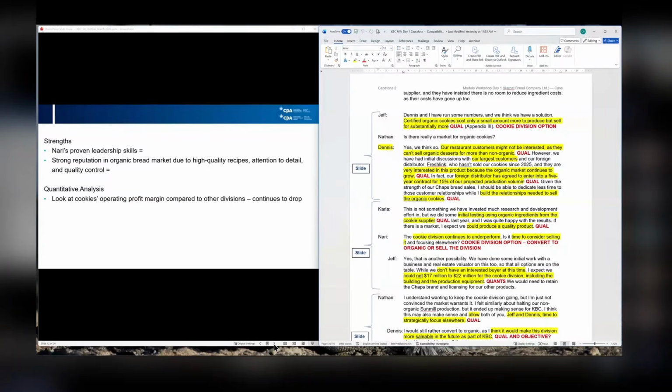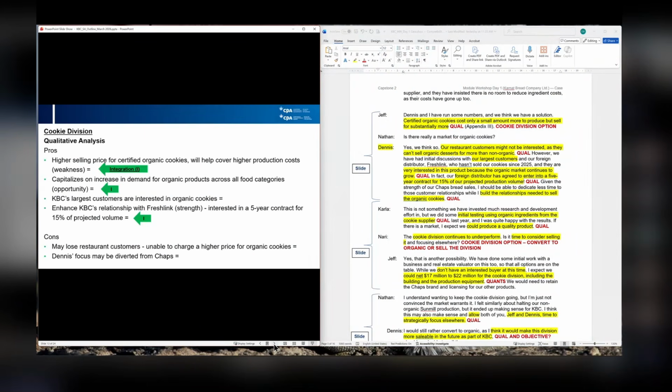Okay, so now here's where we start to get some information about the cookie division option. So there's several pros and there's a few cons. So let's extract that information. They are able to charge a higher selling price for certified organic cookies, and that's going to help cover the higher production costs. That's a weakness, okay? We've identified that as a weakness.